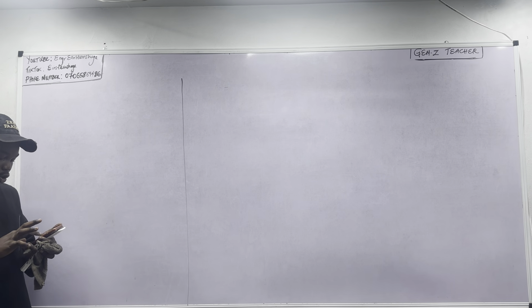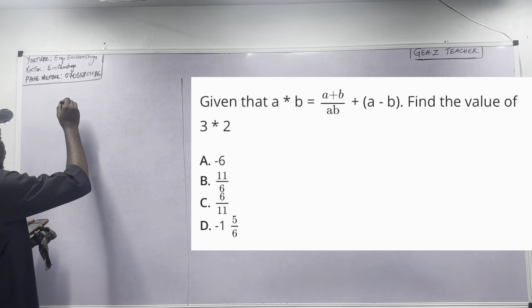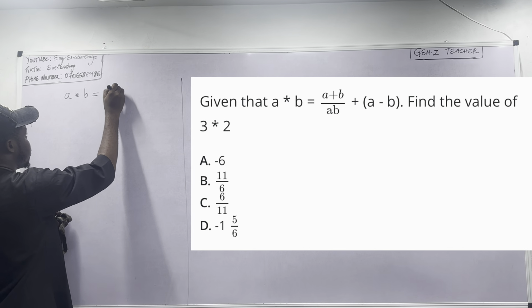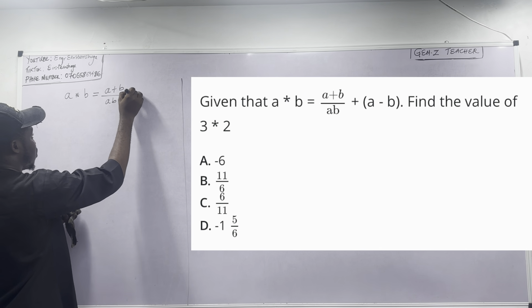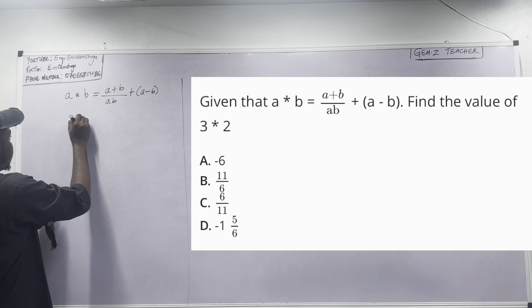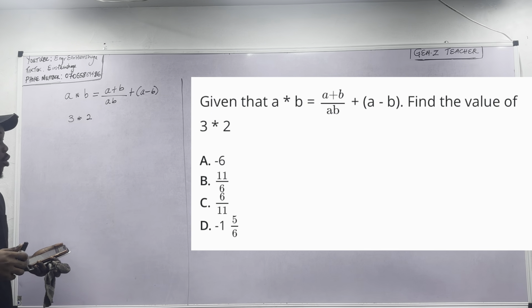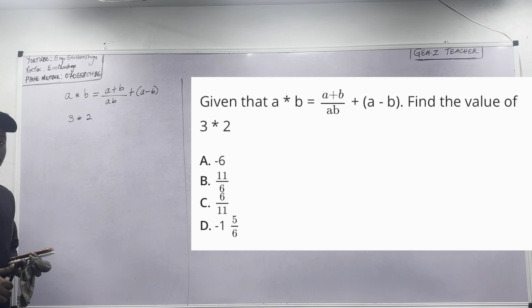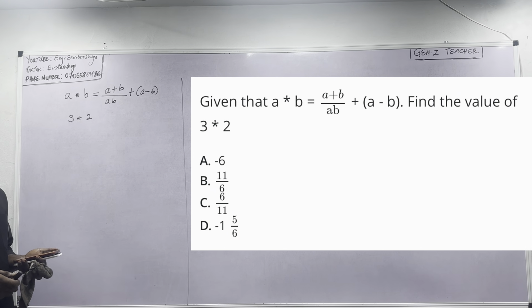Okay guys, question number 4 as shown on the screen. It says given that a operation b equals a plus b divided by ab plus a minus b, find the value of 3 operation 2. Now quickly, we're going to solve this question. This is under binary operation. How do you solve binary operation? We just compare and substitute.